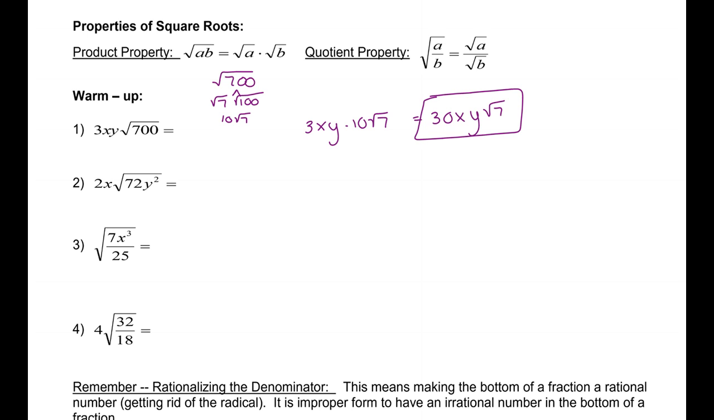On number 3, we want to use the quotient property, which tells us that we can pull this apart to be two separate radicals. And in the numerator, the only thing I can do is pull out an x, which will leave me with 7x inside the square root. In the denominator, 25 is a perfect square, so the square root of 25 gives me 5. Please use the quotient property and see if you can simplify number 4.